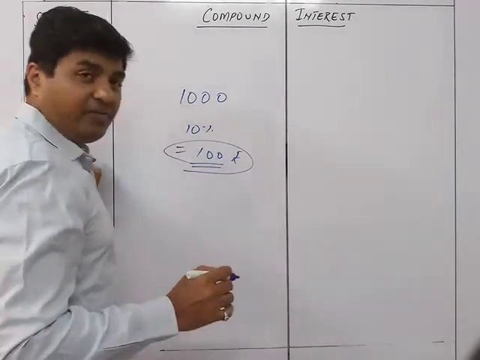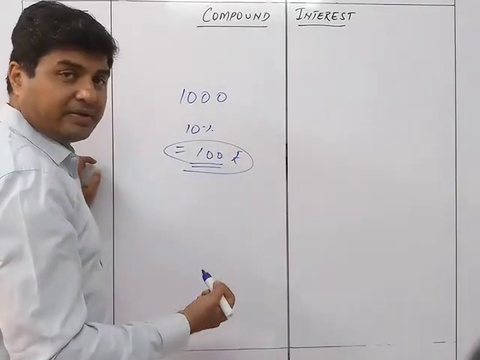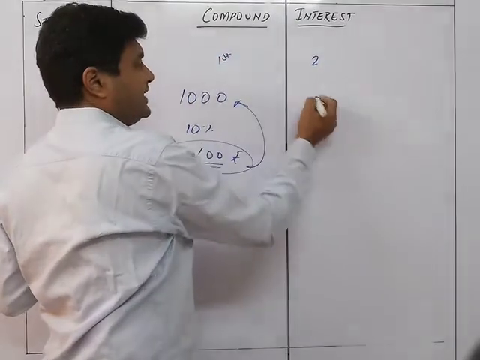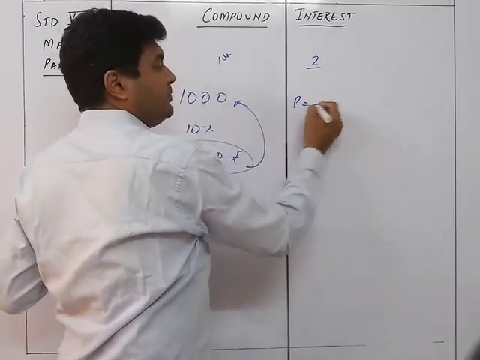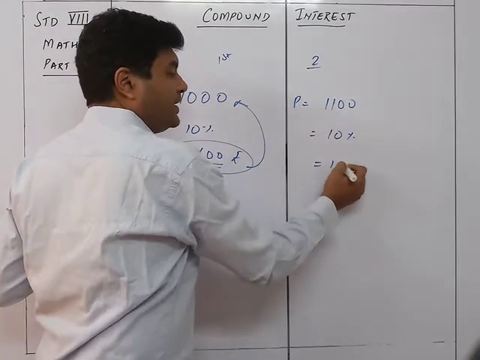Now I am not going to collect this 100 rupees, but add it to the principal. So in the second year, this being the first year, my principal itself becomes 1100. So the 10% on that will be equal to 110 rupees.